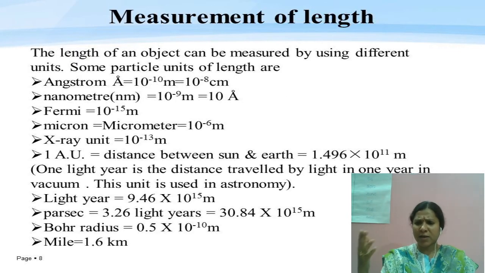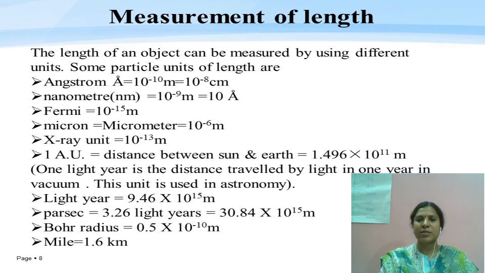Remember, if someone asks what is your height, you may tell, I'm 4 feet 2 inches. You're using different representations, feet and inches. If someone asks what's the distance between Tumkur and Bangalore, you mention 70 kilometers. If someone asks what is the radius of an atom, you will tell, it is Fermi, 10 power minus 15 meter. So here we are using different units to express the same parameter, that is length. So the length of an object can be measured by using different units.